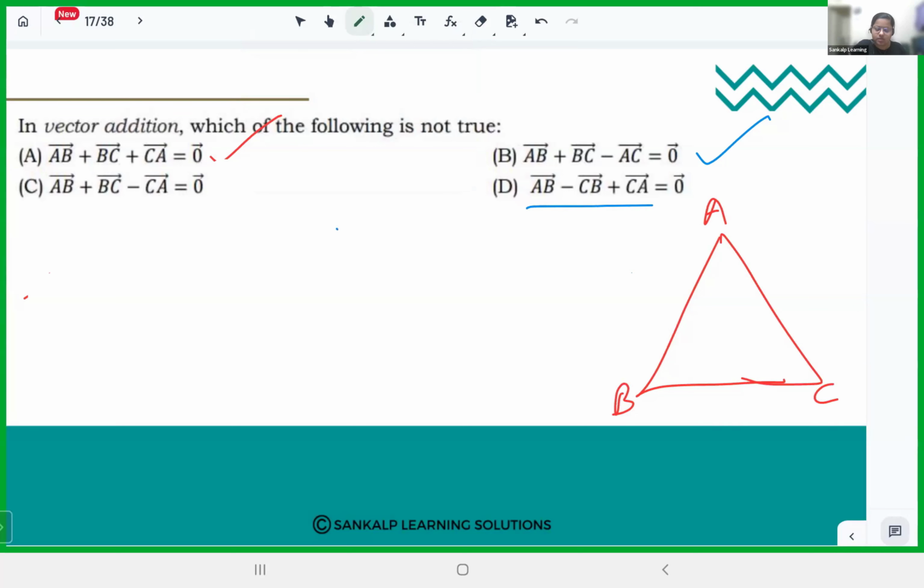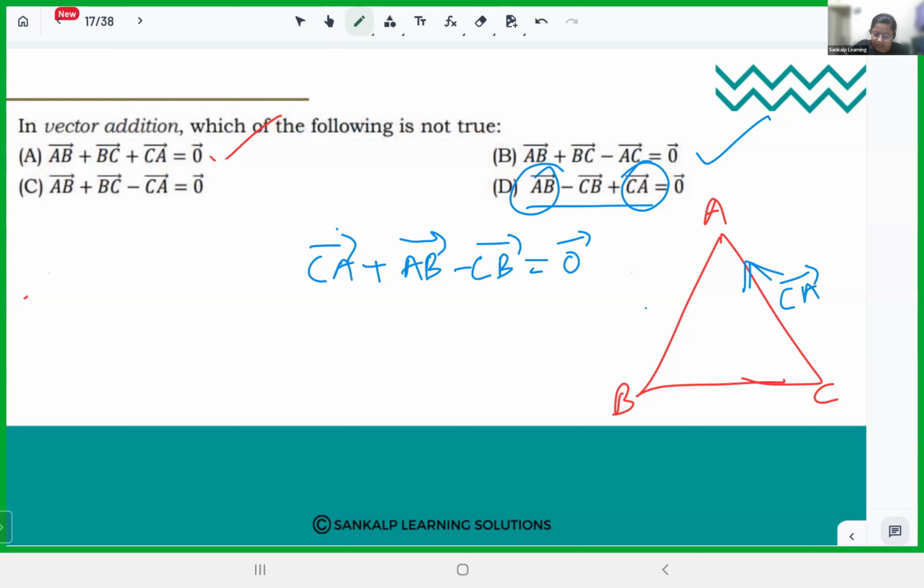So I'm going to consider first the vector CA. What is vector CA? CA is like this, right? CA, then plus vector AB. You rearrange this one like this: vector CA plus vector AB minus CB is equal to 0. This can be rearranged in that way also, isn't it? So this is vector CA, and this is vector AB.